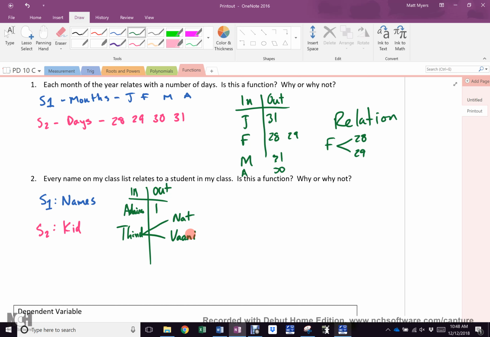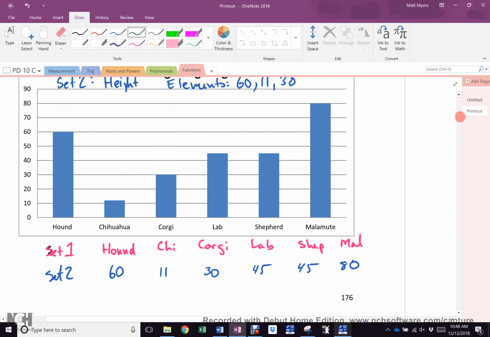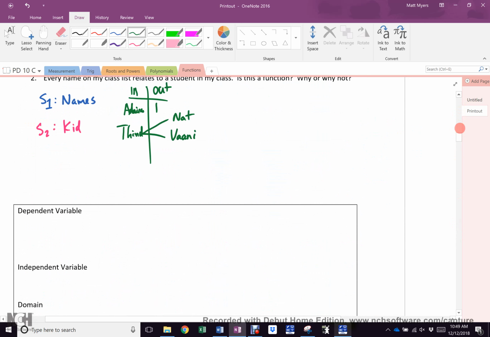What? Other things, the dogs. I thought you said it was a function because there were two that were the same. So then for the dogs, it's not a function? Yeah, the dog's not a function. Okay, the dog is a relation. Are we all good? Okay.